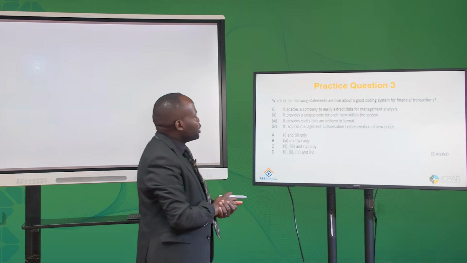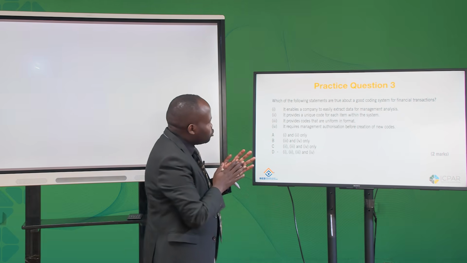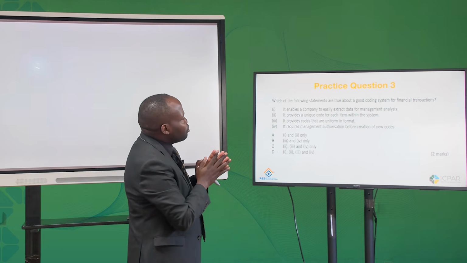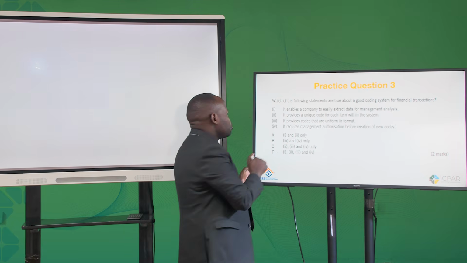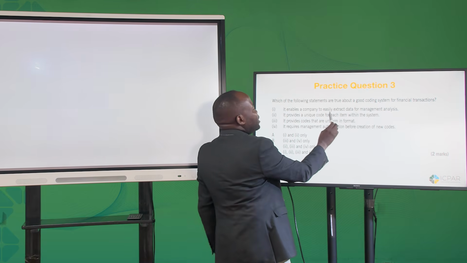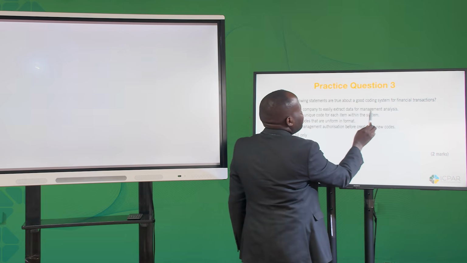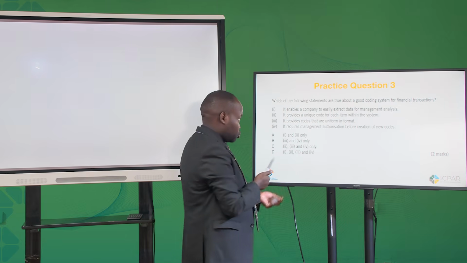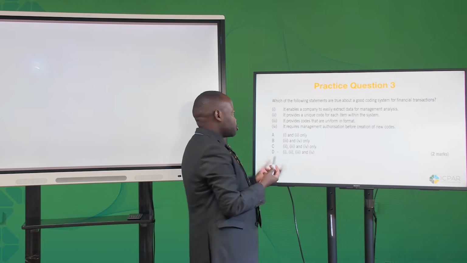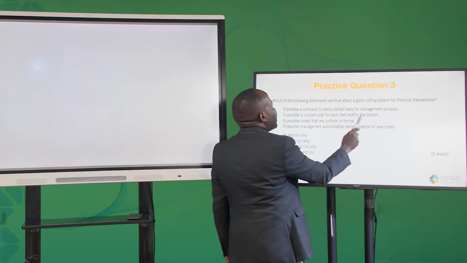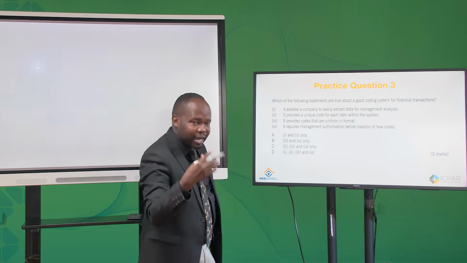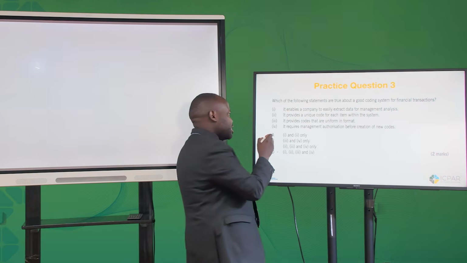Question number 3. Which one of the following statements are true about a good coding system for financial transactions? It enables a company to easily extract data for management analysis. It's true. Coding helps management extract data. It provides a unique code for each item within the system. Yes, it provides a unique identifier.